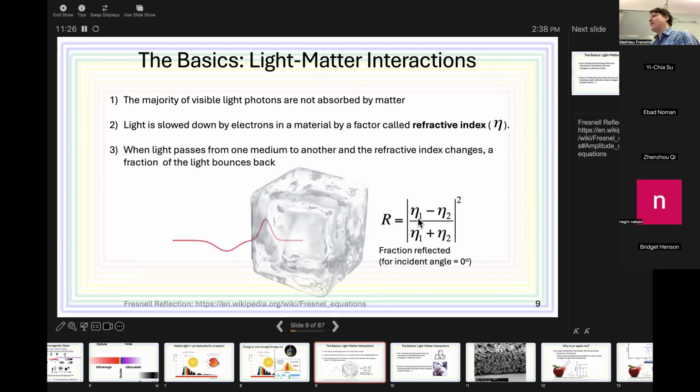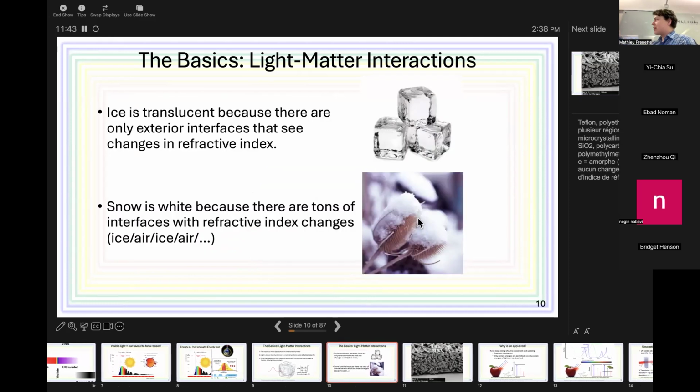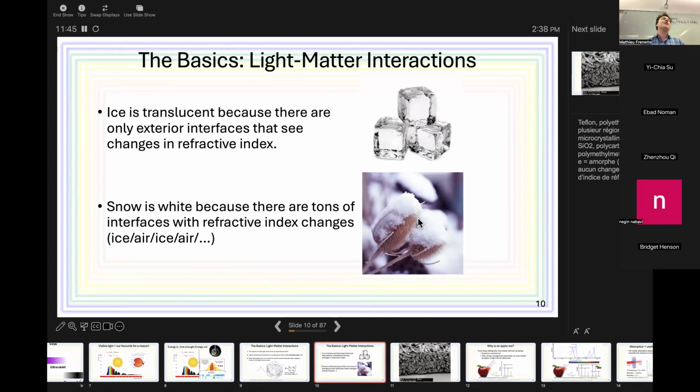And I really like this equation because it explains so many things. It explains why we can see each other, because there's a change in refractive index between you and the air. So there's a fraction of the light that bounces back. There's a fraction of light that goes in your skin. It bounces around and changes direction at every refractive index. It also explains why ice is transparent and snow is white, because there's a change in refractive index between every crystal of ice. So it explains also why Teflon is white and PMMA, polymethyl methacrylate, is transparent.